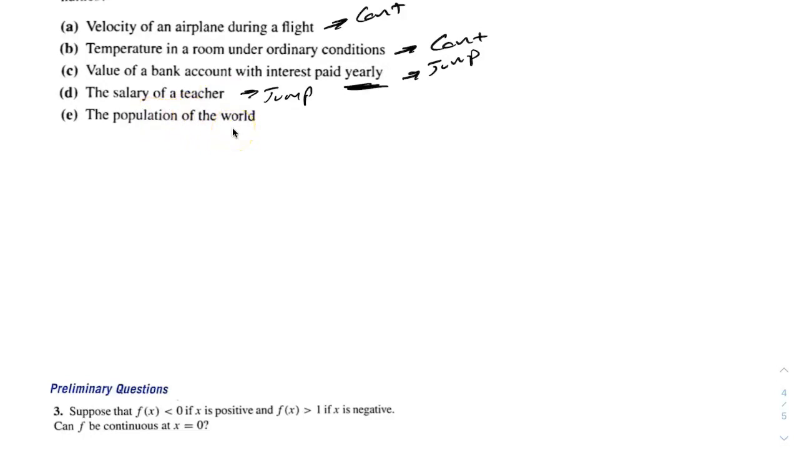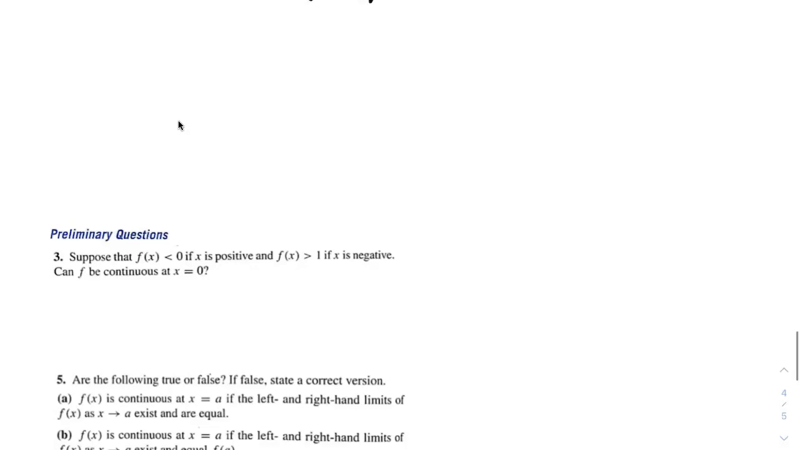That depends on how you see it. How do they count it? I would say most of the time they count populations yearly. They don't do it continuously. So this would actually be a jump. But I could understand if you wanted to say continuous. Technically it's a jump because we don't take populations every second of the day.